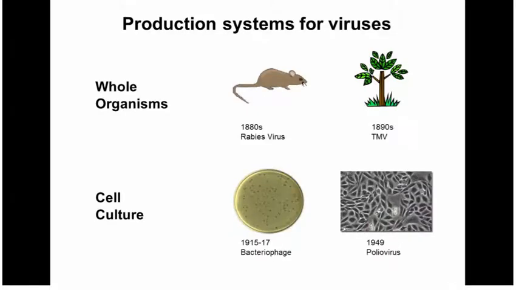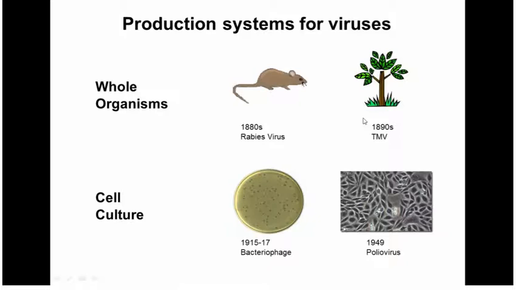Production systems. Originally, these were whole organisms. For Pasteur's work with a rabies virus, he was able to propagate the virus by taking the brains of an infected animal and inoculating it directly into the brain of another animal. And he was able to develop an attenuated strain of the virus by this technique.